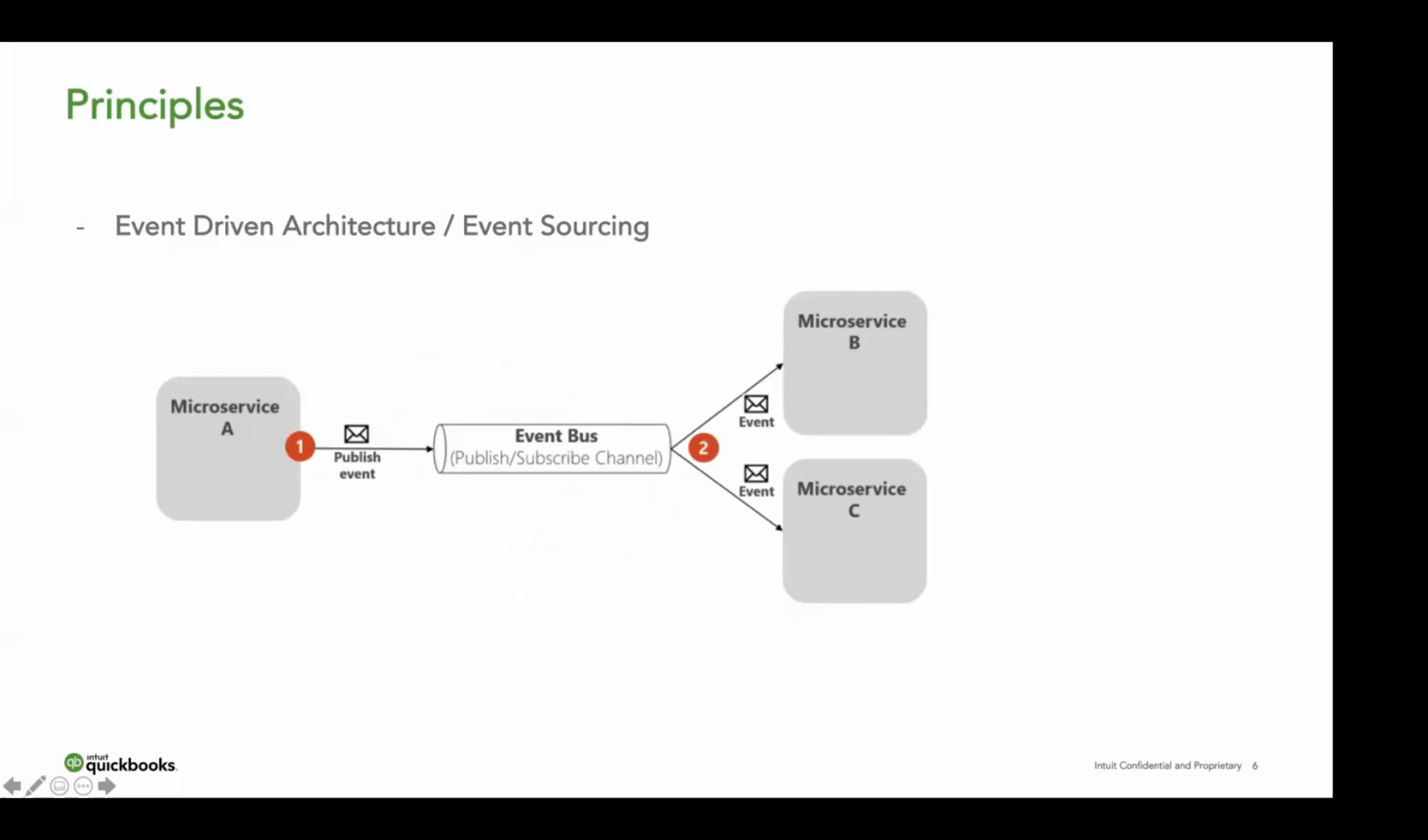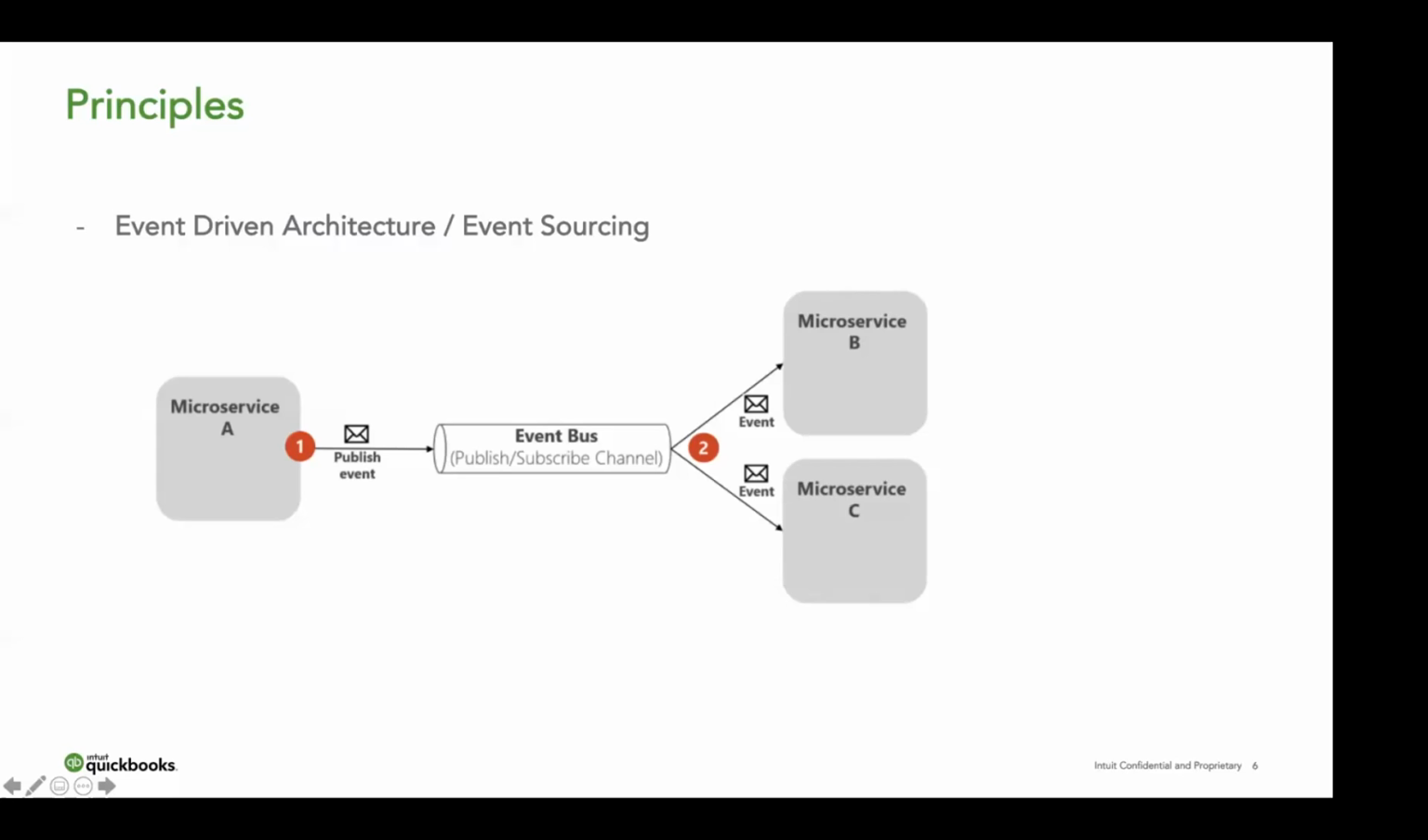There is a middleware, which is called an event bus or a broker. Some of the technologies out there are Kafka, Rabbit. There is Pulsar these days. There's ActiveMQ, which has been there for a while. For our use case, we are using Kafka. Event sourcing means that the changes that are happening in a microservice are organized or sequenced as a list of events.